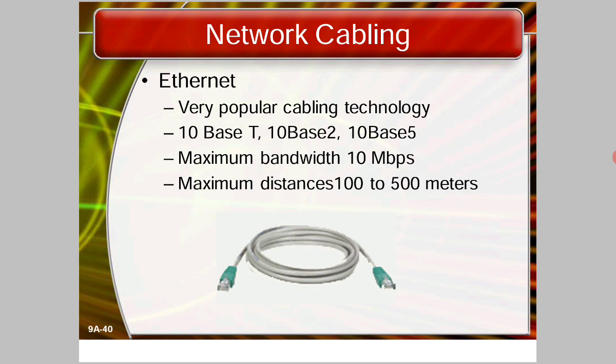Ethernet cables generally support up to 10 Mbps. Up to 10 Mbps they can support. So the maximum distance covered is 100 to 500 meters.